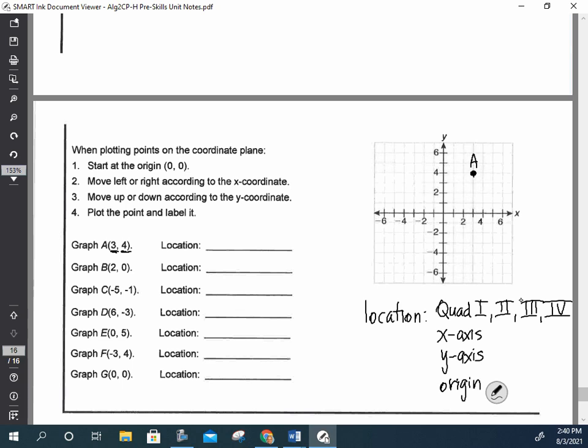So the x and y-axis are labeled. Quadrant 1 is there. Quadrant 2 is there. Quadrant 3 here. Quadrant 4 here. So as you can see, point A is clearly in quadrant number 1. You can write it as Q1 and we'll know what you're talking about.